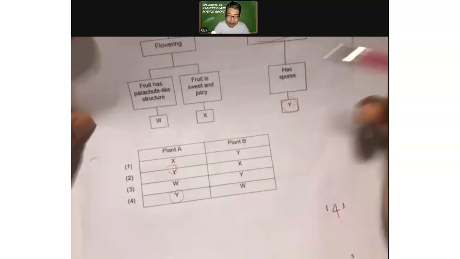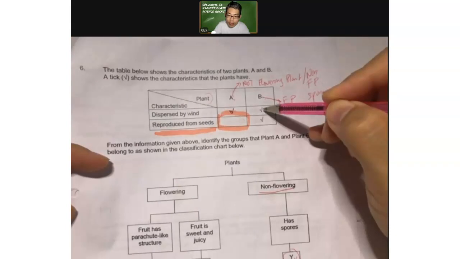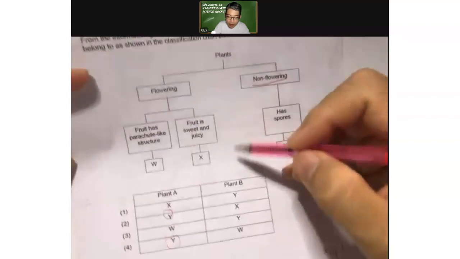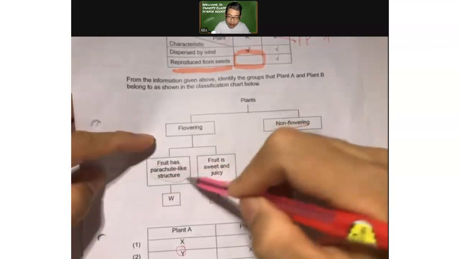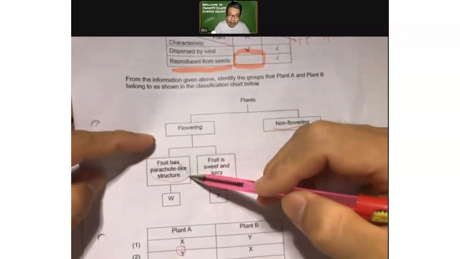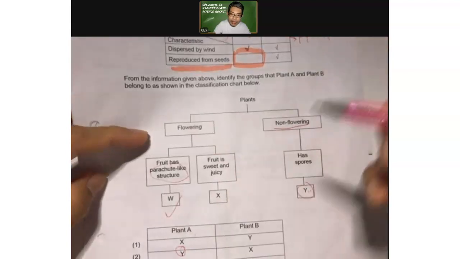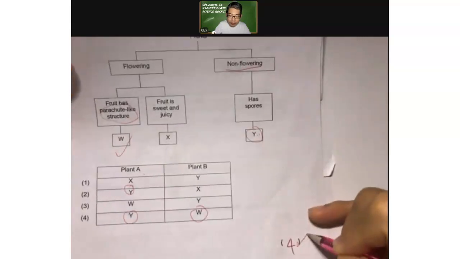Next one, plant B must be a flowering plant that has wing-like structures or feathery-like structures for the seeds. So it's dispersed by wind. So B, flowering plant, dispersed by wind. Parachute-like structure also helps you to catch wind and be carried away by the wind. So that will be W. And for plant B, that will be W. So answer for that is 4.